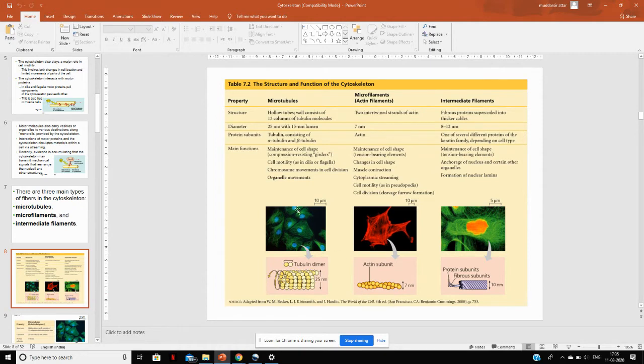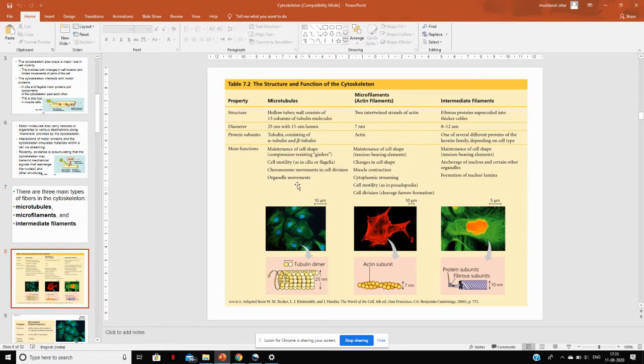Then, what are the protein components found in the three types of cytoskeletal structures? Tubulin consists of alpha tubulin and beta tubulin. In microfilaments, only actin protein filaments are present. No other proteins are found there. And in the intermediate filaments, proteins falling in the keratin protein family are found.